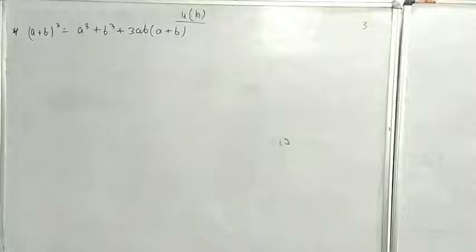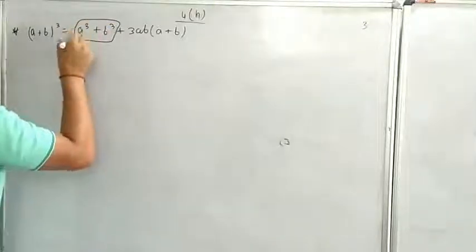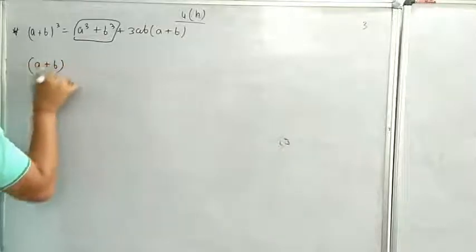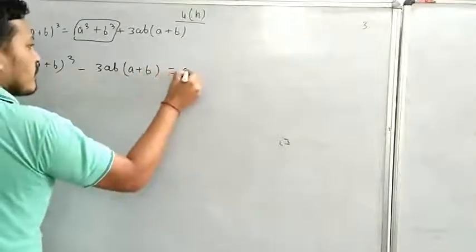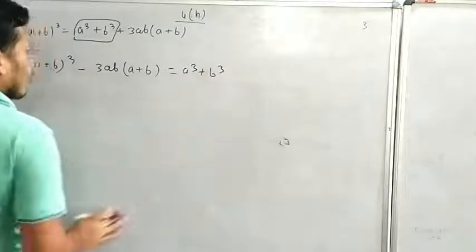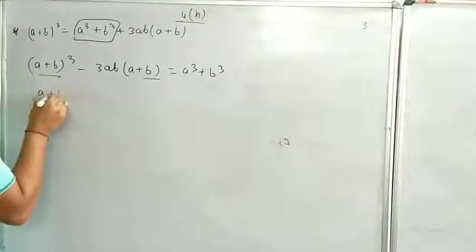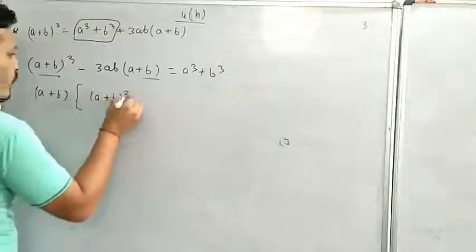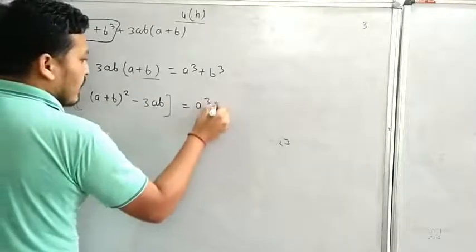Okay, so next is a cube, (a plus b) whole cube. We have to solve this. So see what you will do. We need this part. We have to calculate its value. So taking this part to the left hand side, the left hand side means (a plus b) whole cube minus 3ab(a plus b) is equal to a cube plus b cube. So what is common here? (a plus b) is common. Taking (a plus b) common, the remaining is (a plus b) whole square minus 3ab, equal to a cube plus b cube.